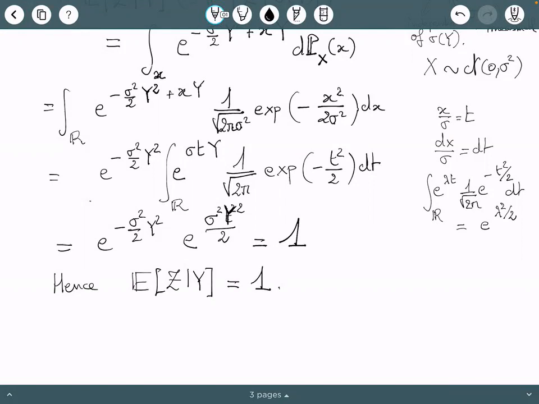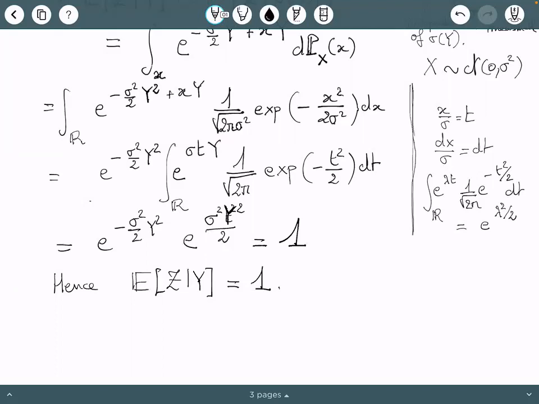Questions about that, or is it okay? Yeah, okay. If there are some questions, you can interrupt me when I'm performing the computations.